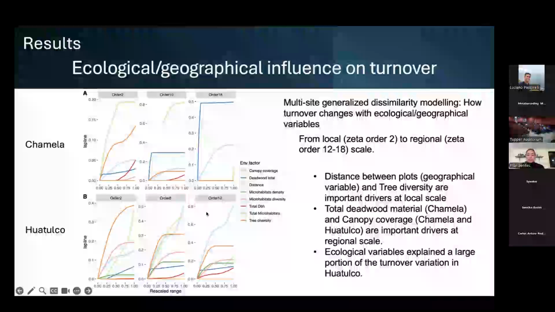At order 18 and 12 respectively. And we also see tree diversity in Huatulco influence on turnover started to be very strong at a local scale and weakens toward a regional scale. So we also find that ecological variables explain a large portion of the turnover variation in Huatulco, while in Chemela, a lot of the variation in species turnover remains unexplained.